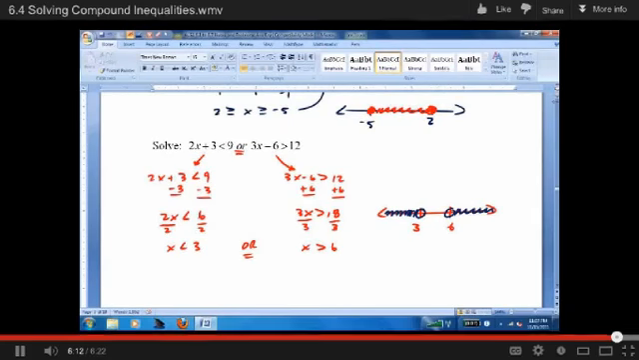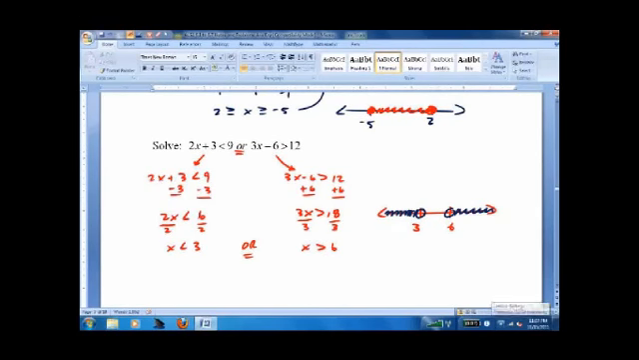So get cracking. Use these notes as a reference. Not too hard.